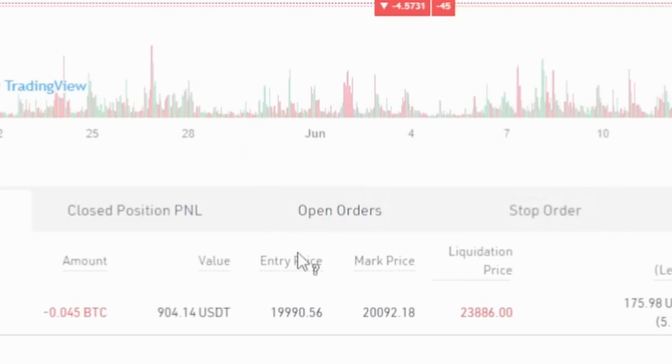Okay, now moving over to the right from there, we have entry price. This one's fairly obvious. This is just the price at which you entered the trade. I guess the only thing to know about that as a side note is obviously that entry price will change if you DCA or add multiple entries on the same asset.